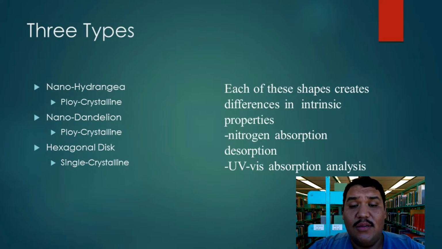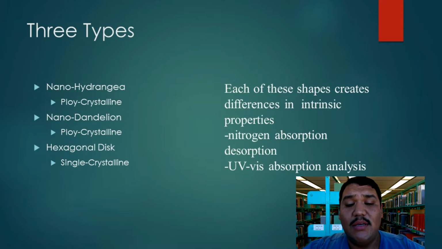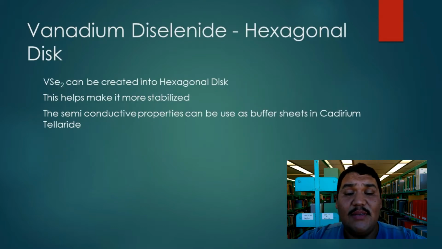Each of the three shapes shows differences in intrinsic properties, mostly represented by differences in nitrogen absorption and desorption, and differences in UV visual absorption analysis. Vanadium diselenide can be drawn into hexagonal discs, stabilized through annealing.